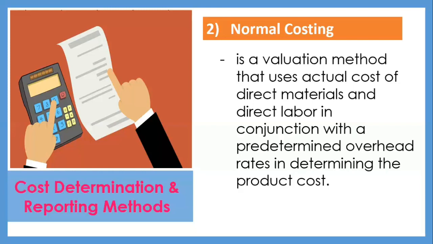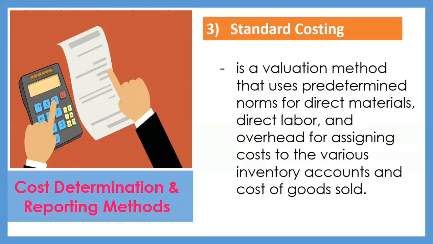Aside from normal costing, we also have what we call standard costing. And standard costing is a valuation method that uses predetermined norms for direct materials, direct labor, and overhead for assigning costs to the various inventory accounts and cost of goods sold. Now, in simple terms, if we say standard cost, it is an estimated expense that normally occurs during the production of a product or performance of a service.